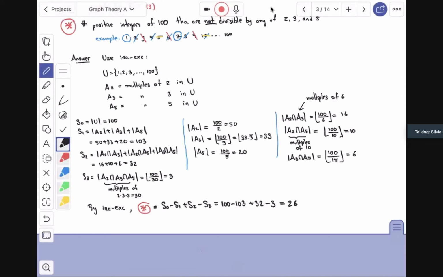All right? Professor, for problems like this, I think it was easier because they were all prime numbers. But let's say if we are looking for multiples of 2, 4, 6, we'll have to find each term, right? Like for S2, the cross between A2 and A4 will be, I guess, technically the cardinality of A4.